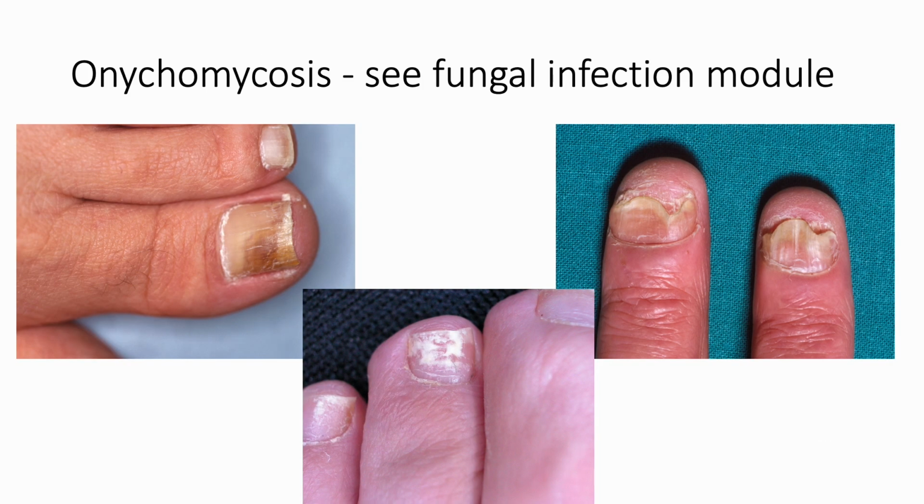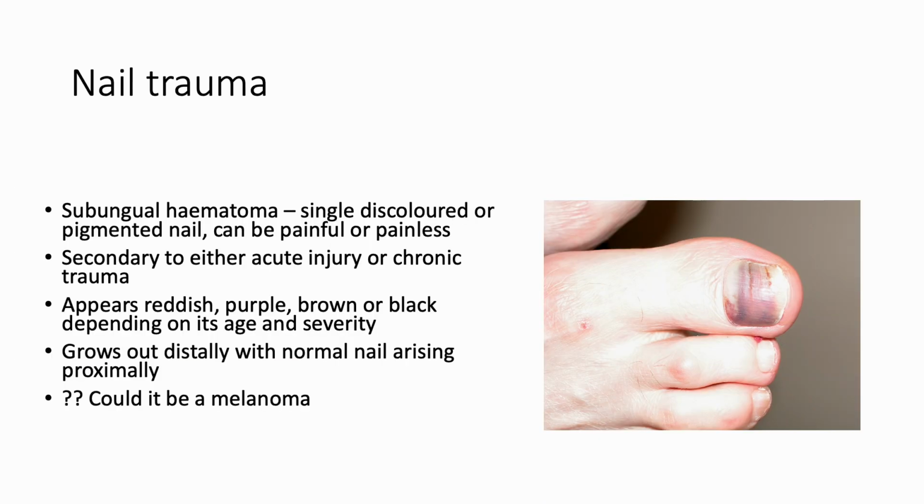Another infection of the nail is onychomycosis, which is a fungal nail infection and can cause yellowing of the nails, as well as distal nail plate damage, shown in the photo on the right-hand side. In this slide, we will discuss nail trauma. Nail trauma is very common and is more common in those on anticoagulation and those with bleeding disorders.